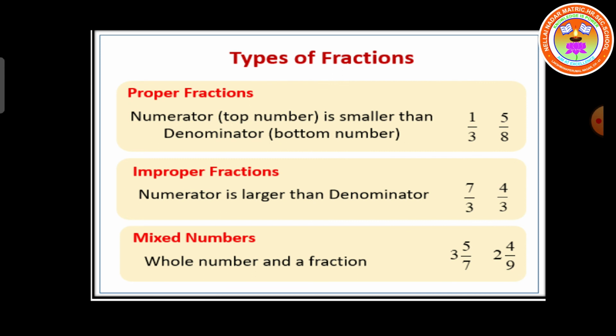Then the last one is mixed numbers. A mixed number is a combination of a whole number and a fraction. What do you mean by whole number, students? A number that starts with 0, 1, 2, 3, and it goes on. So, a mixed number is a combination of a whole number and a fraction. See this example. 3, 5 by 7. Here 3 is a whole number and 5 by 7 is a fraction. So, when a fraction comes in this form, then we call it a mixed fraction. Is it clear, students? Yes?